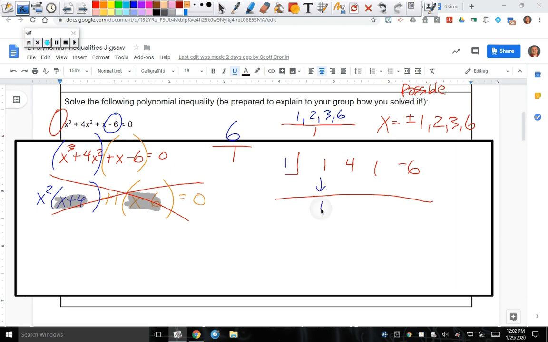So copy, multiply, add, multiply, add, multiply. Ding, ding, ding, ding, ding. I got it. Okay. So this 1 right here, highlighted in green, it worked. That means one of my roots is what? X equals 1. Because remember, just want to make sure that you know that this came up from a factor of that. Okay?